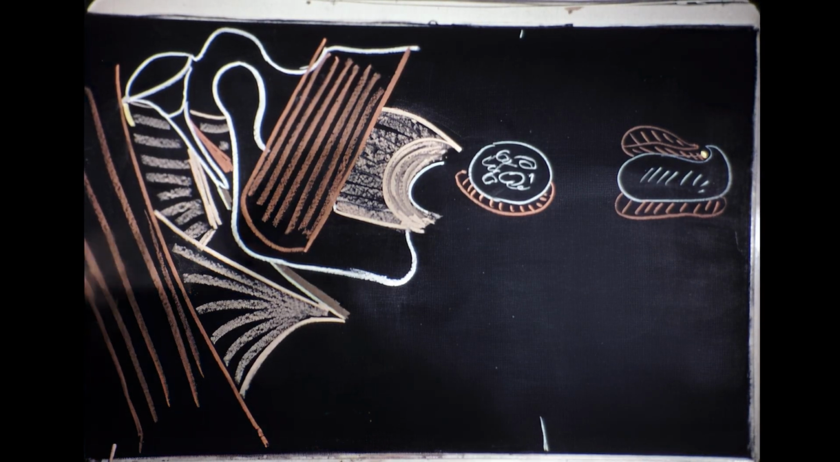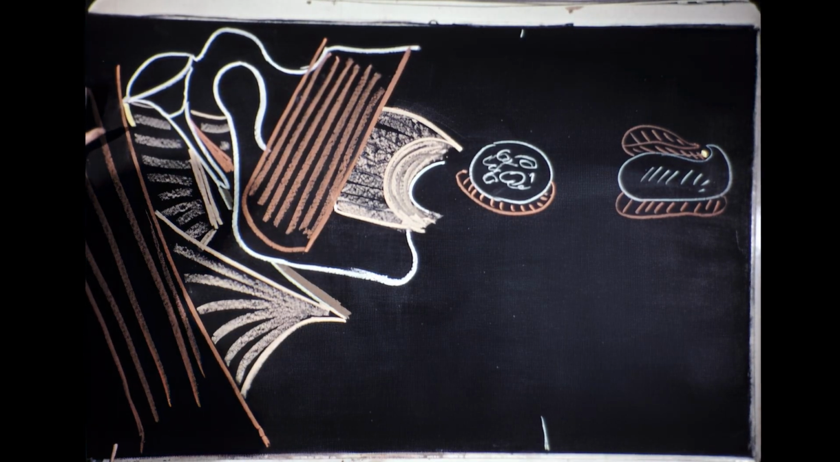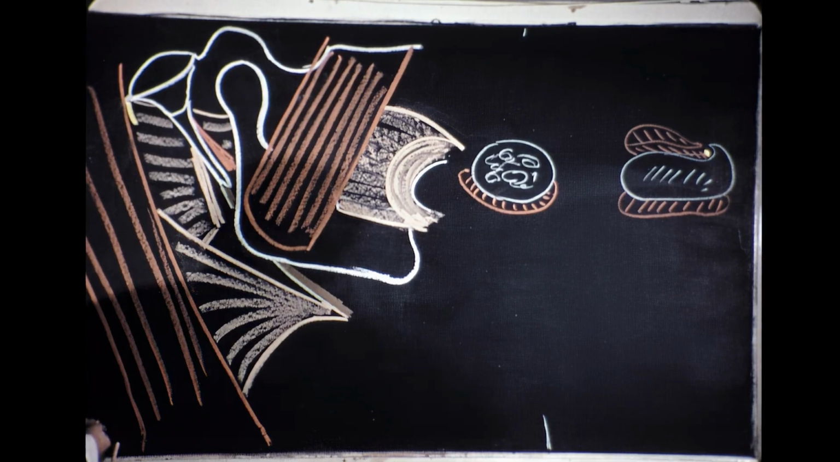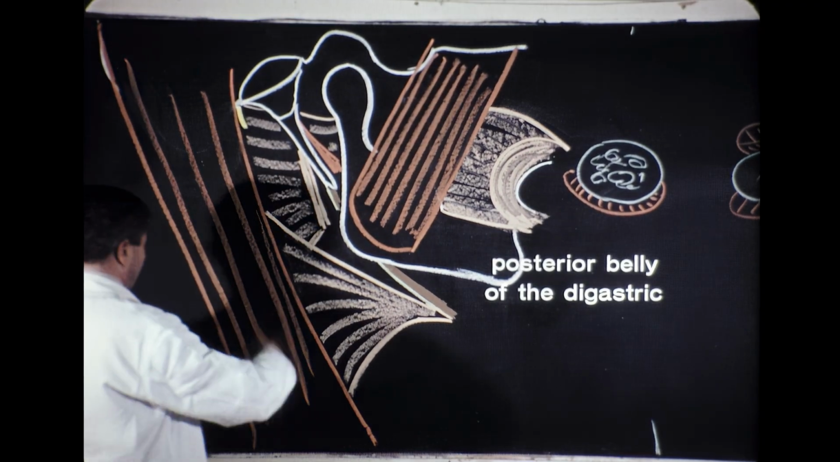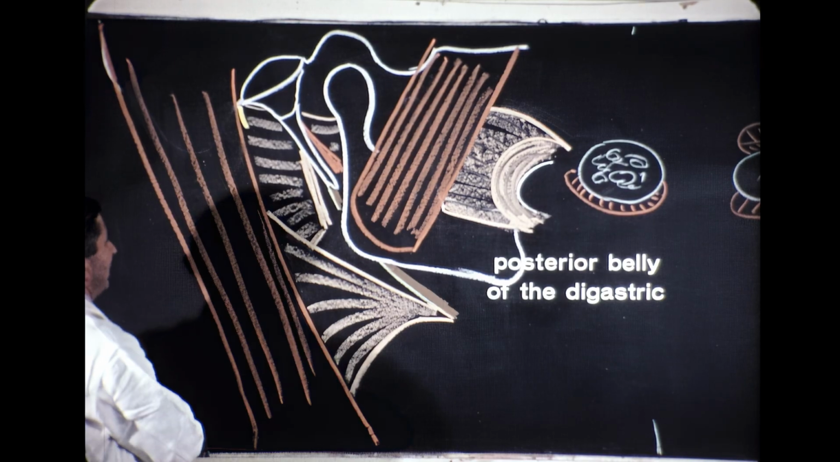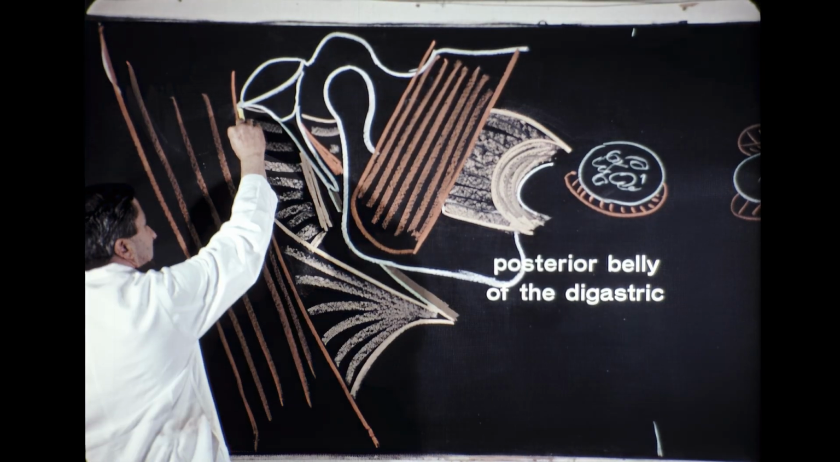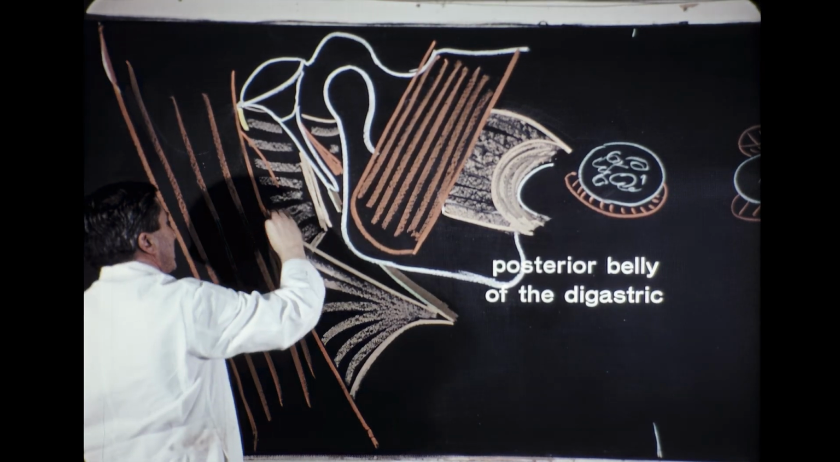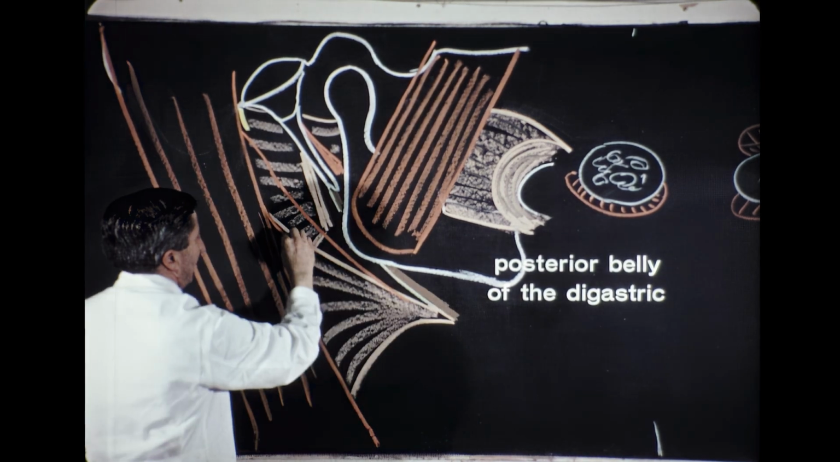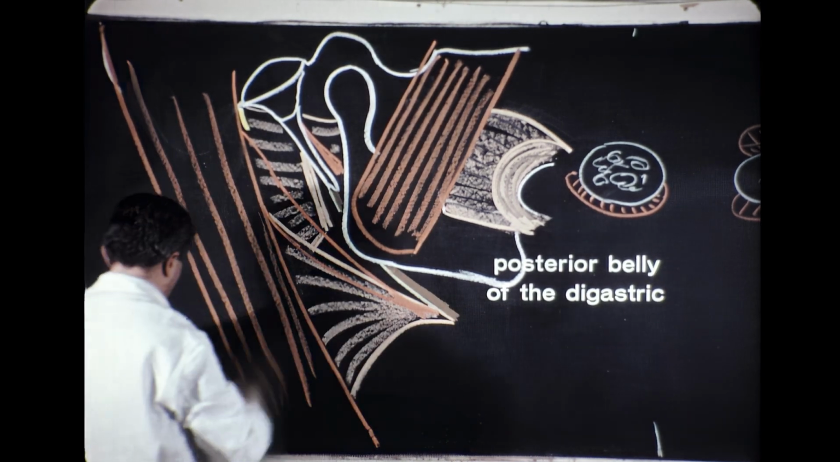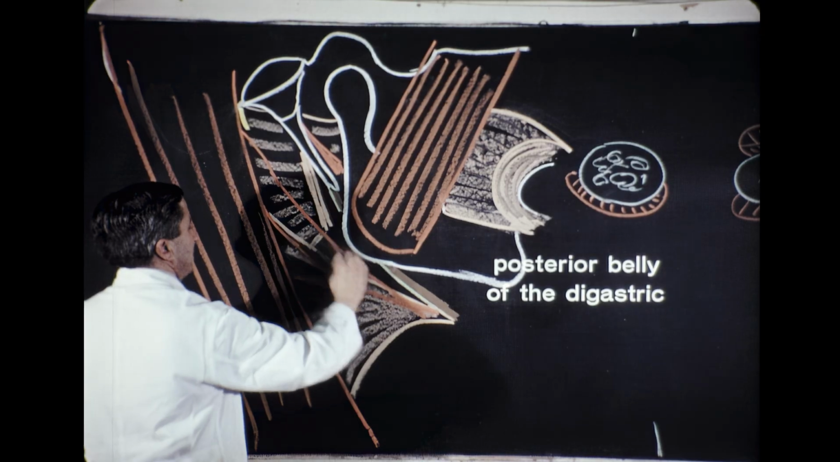Now, have we a muscle on the medial surface of the mastoid process? Yes, we have. It is the posterior belly of the digastric. And we'll put that in. The posterior belly of the digastric is attached to the inner surface of the mastoid process and is sweeping down here to its intermediate tendon. So we can rub out the structures that lie medial to it.